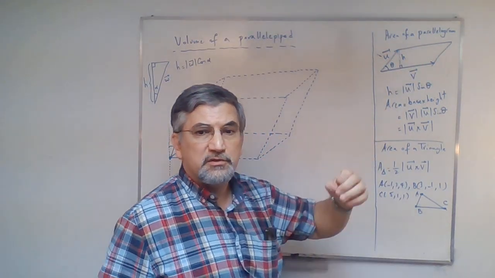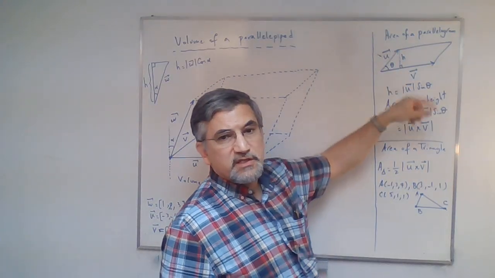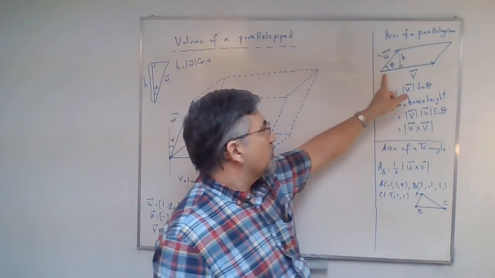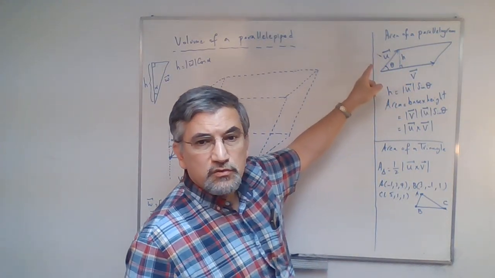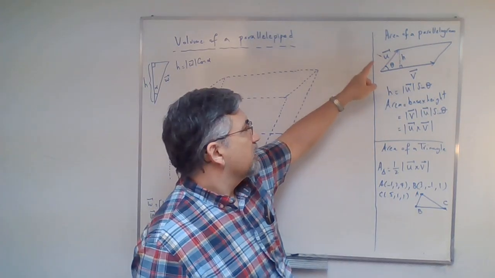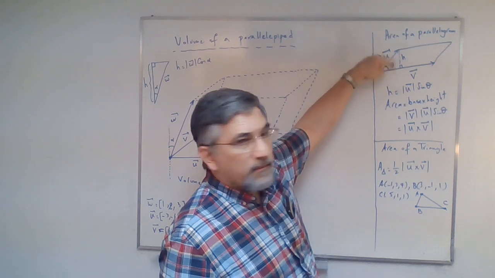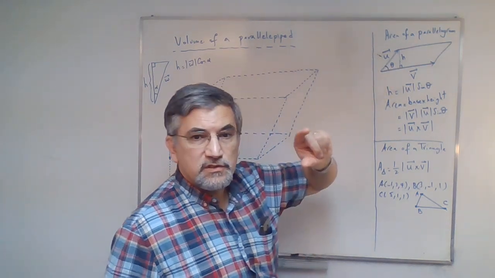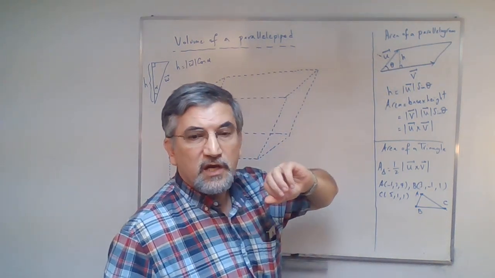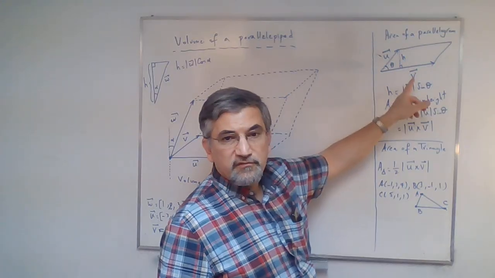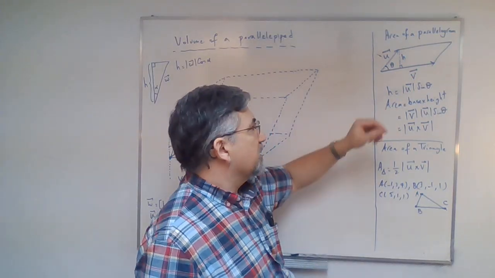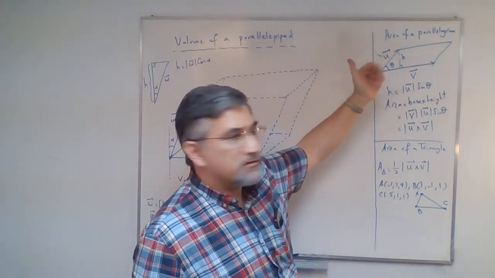You know from elementary school that the area of a parallelogram is base times height, very simple. So we have two vectors here, the two adjacent sides of a parallelogram, vector u, vector v, making an angle of theta, and of course the distance between the two parallel sides of the parallelogram is the height of the parallelogram, and base times height is the area of the parallelogram.